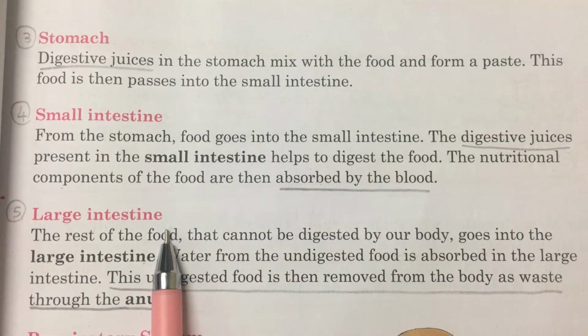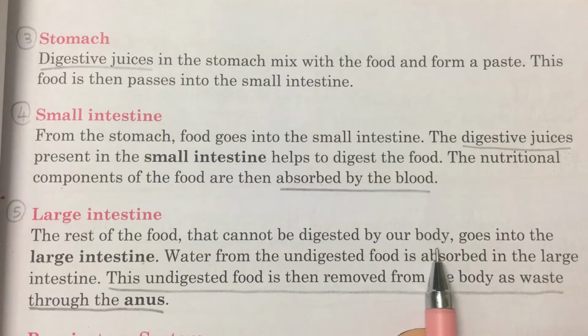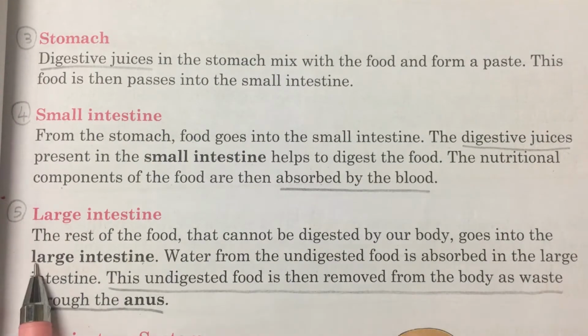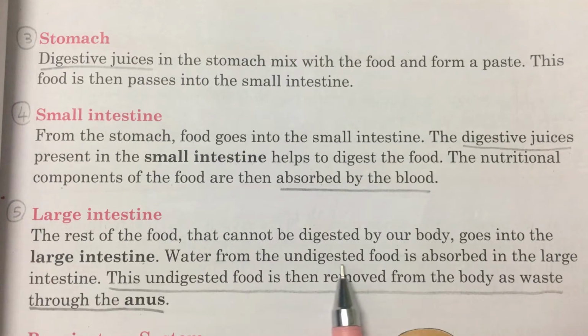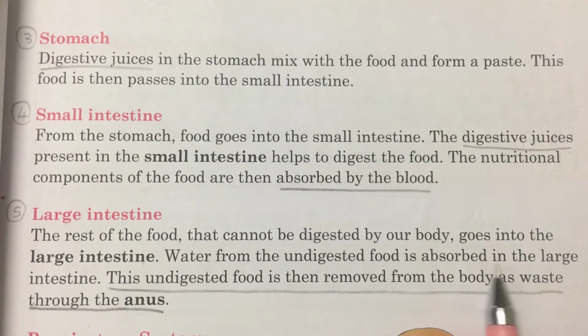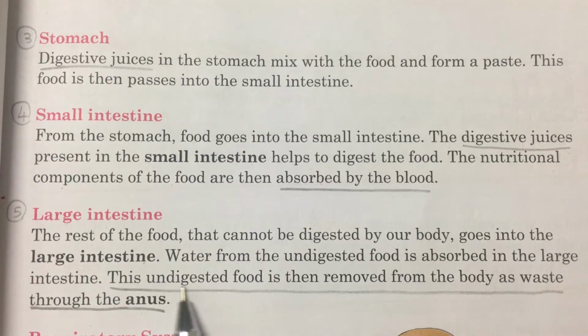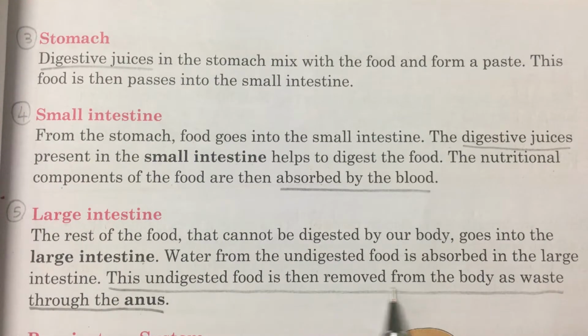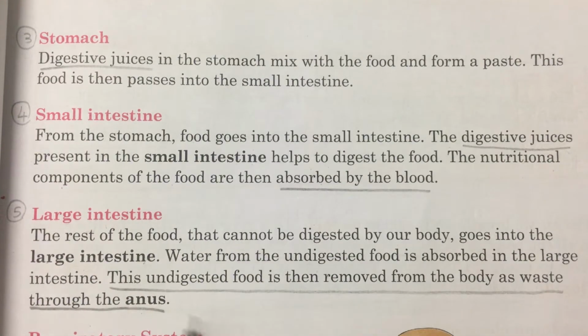Large intestine. The rest of the food that cannot be digested by our body goes into the large intestine. Water from the undigested food is absorbed in the large intestine. This undigested food is then removed from the body as waste through the anus.